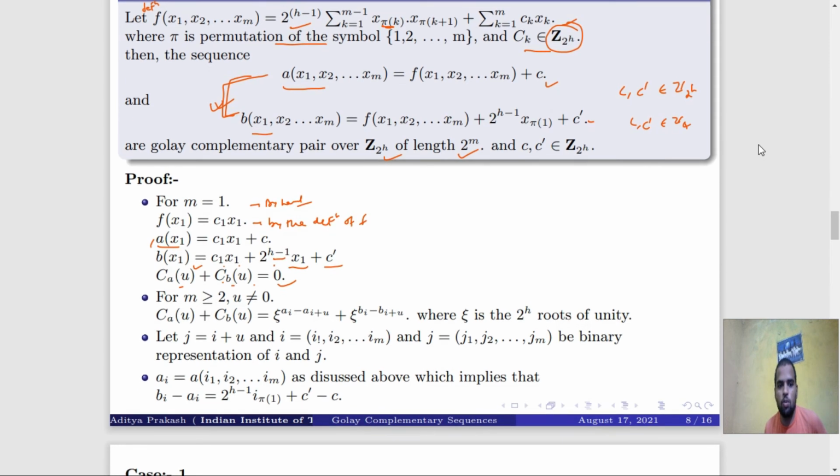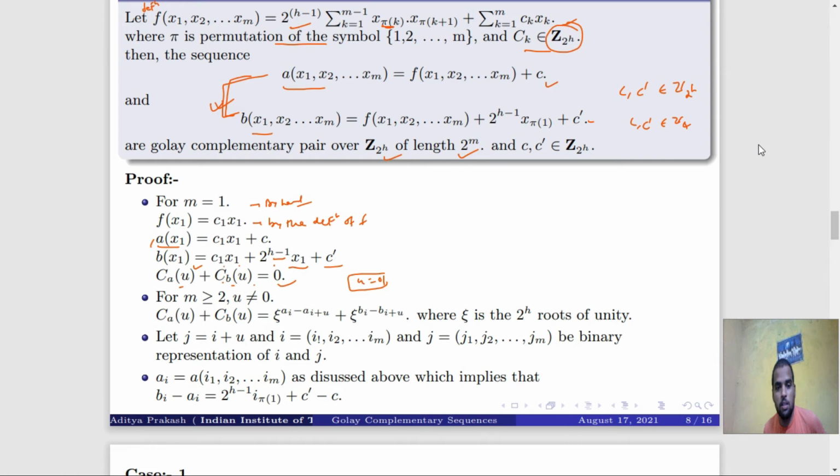Now, the main important rule is that m is greater than or equal to 2, and we know that if u is 0, then the complementary pair is not defined. Got my point? Because when u is 0, its value will be n, and it never comes to 0, because both are positive, and the sum of two positive numbers is always greater than 0, not equal to 0.